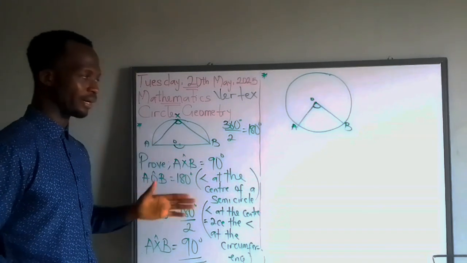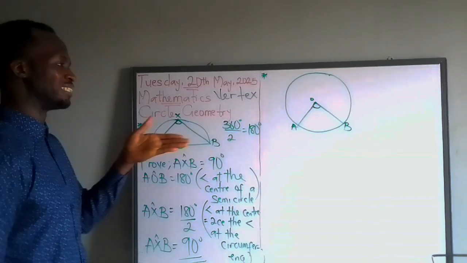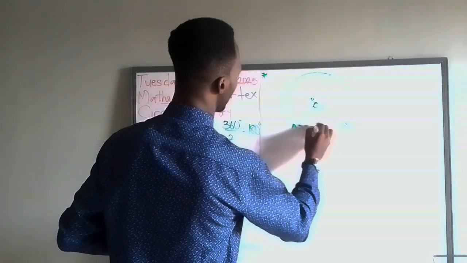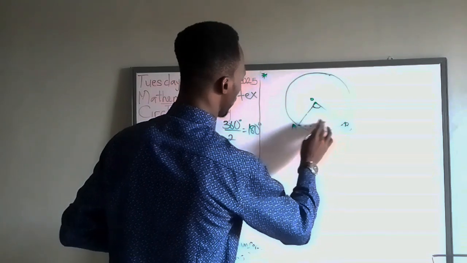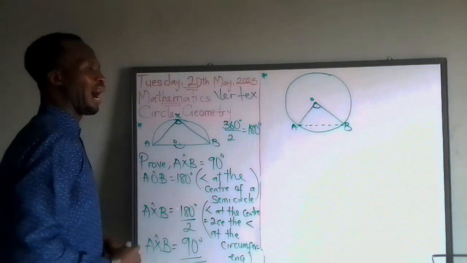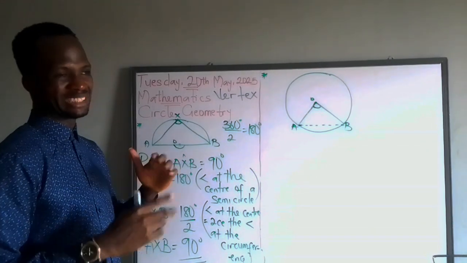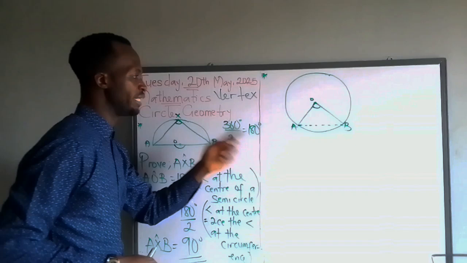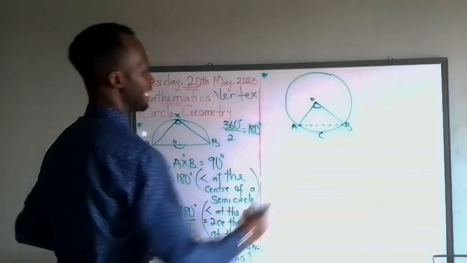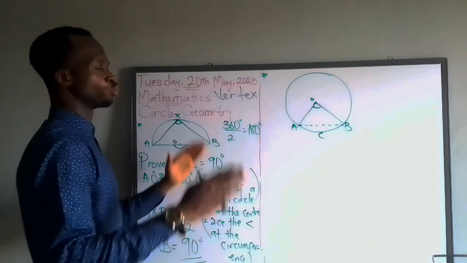So the third theorem is that the angles in the same segment are equal. Now, how do we draw or describe a segment? We have seen that before. To split a circle into segments, you need a chord. So here we have chord AB, and this is arc ABC or ACB. Now, chord AB divides the circle into two segments.